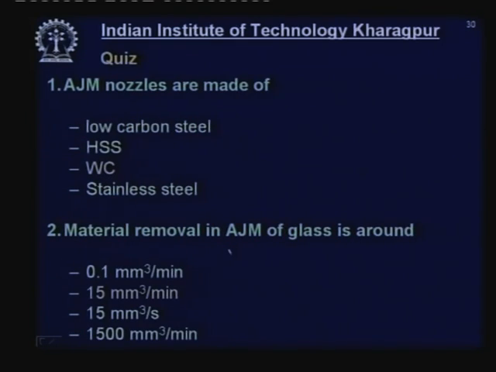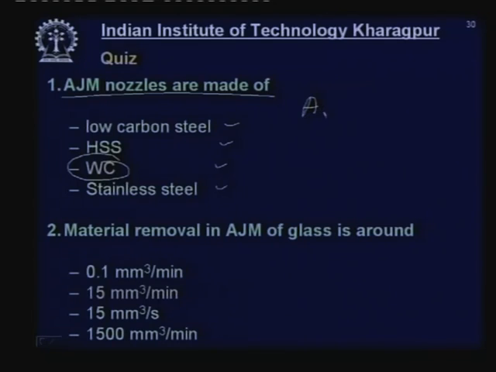Now, let us come to the quiz part of it. There are 4 questions under the quiz, and this basically tries to give you a flavor of the subject you have learned today. Abrasive jet nozzles are made of low carbon steel, or HSS, or tungsten carbide, or stainless steel? The answer is tungsten carbide, but knowing the answer is not enough. You need to know why it is correct.